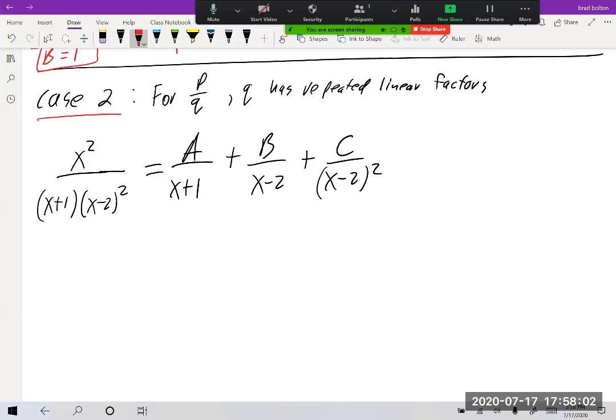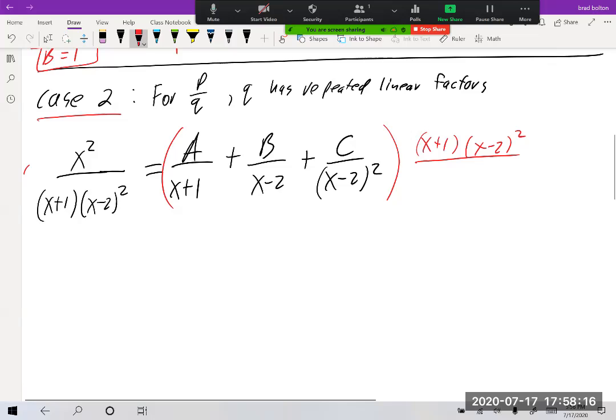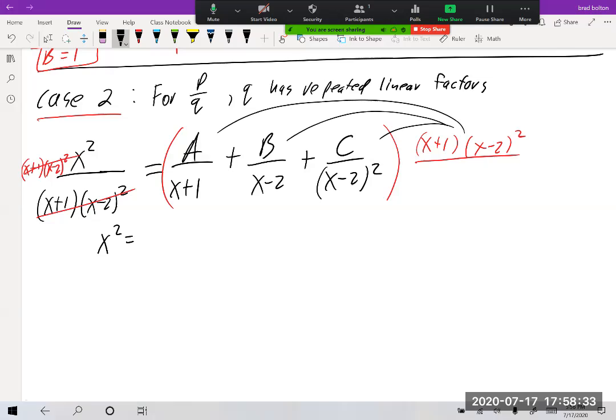So now we need to multiply by the LCD, and the LCD is going to be x plus 1 times x minus 2 quantity squared. I'll write it like this. All right, so this will cancel. That side will always cancel, which is a nice part about this. So we have x squared equals, now we have to distribute all of this to each one. And remember, each time it cancels, it resets when you distribute again.